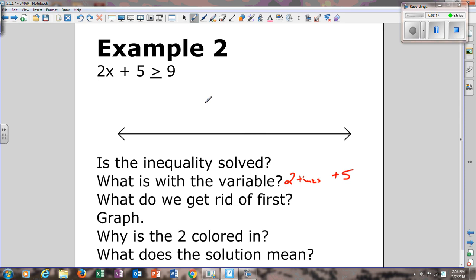So to solve this, just like with regular equations, you would subtract the 5 first. Remember, subtract 5 from both sides. That gives you 2x is greater than or equal to 4. Then you divide by 2, because division is opposite of multiplication. So it gives you x is greater than or equal to 2.